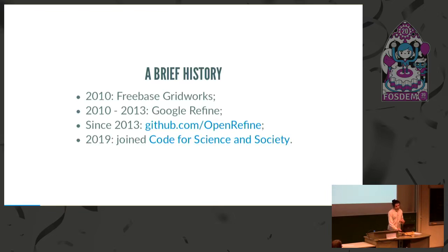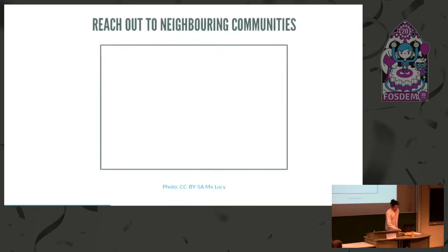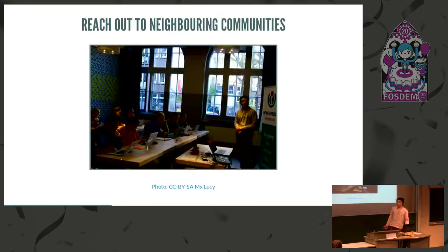So what can we do to attract contributors? What can we do to make this a sustainable project? It's very standard recipes that apply to, of course, a lot of projects. So we tried to reach out to neighboring communities. Because the tool was originally built for Freebase, we migrated it to Wikidata to be able to tap into the community of the entire Wikimedia movement.